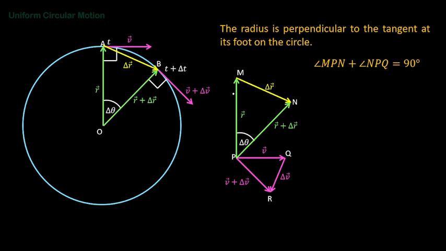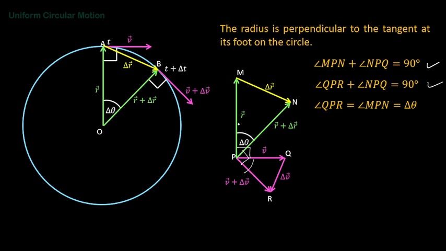Angle MPN plus angle NPQ is 90 degrees. This angle is 90 degrees. Also angle QPR plus angle NPQ is also 90 degrees. So from these two equations, we see that the angle QPR and angle MPN are equal, and this angle is delta theta, the angular displacement. So angle QPR is also delta theta.